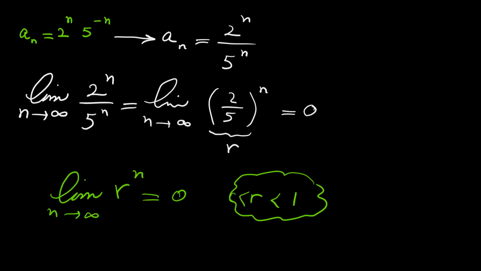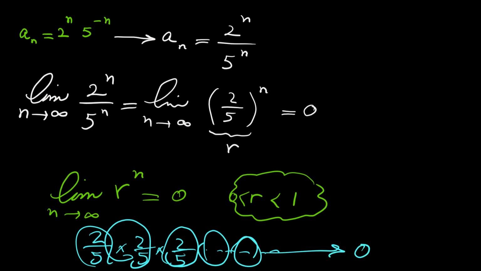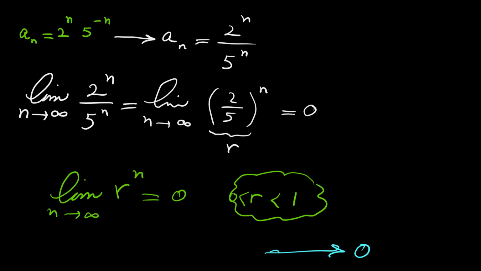And of course bigger than 0. If we have a number like 1/2, 1/3, or 2 over 5, numbers like that, and we raise them to the power of infinity, the limit is 0. The reason is this: if we multiply 2 over 5 by 2 over 5 and by 2 over 5 forever, it becomes smaller and smaller and smaller, and it goes to 0, because we multiply 2 over 5 by itself infinitely many times.